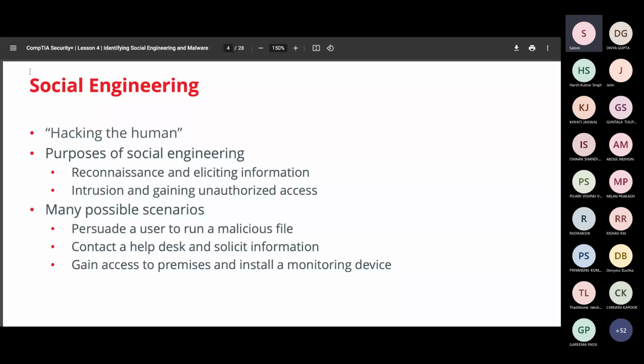So the first part of this slide is hacking the human. Then, what's the purpose of social engineering? One is reconnaissance and eliciting information. And then intrusion and gaining unauthorized access. Typically, it is used to gather intelligence and reconnaissance so that they can prepare for an intrusion, or that particular piece of information might be used to effect an actual intrusion. So typical scenarios could be like reconnaissance.